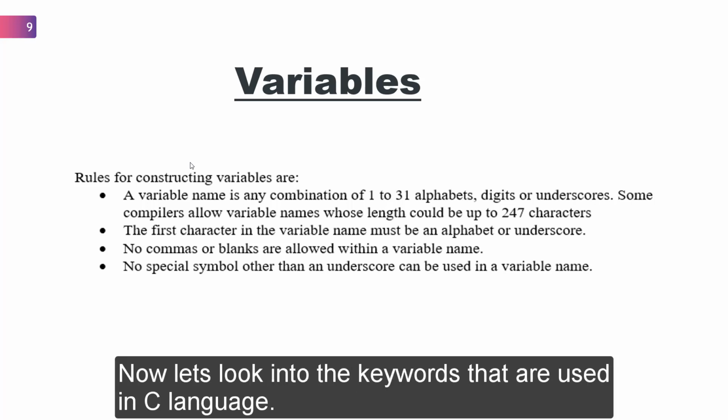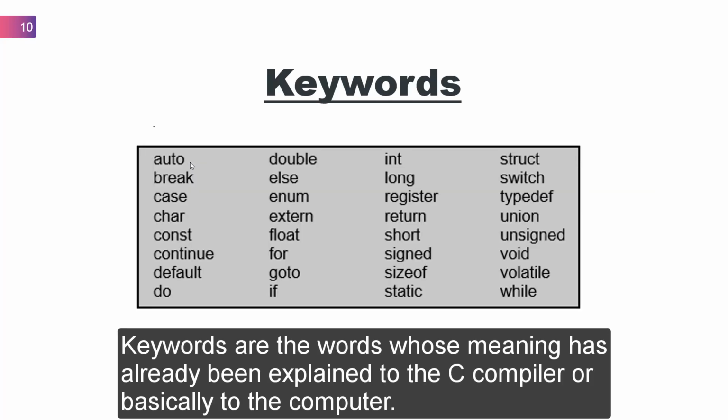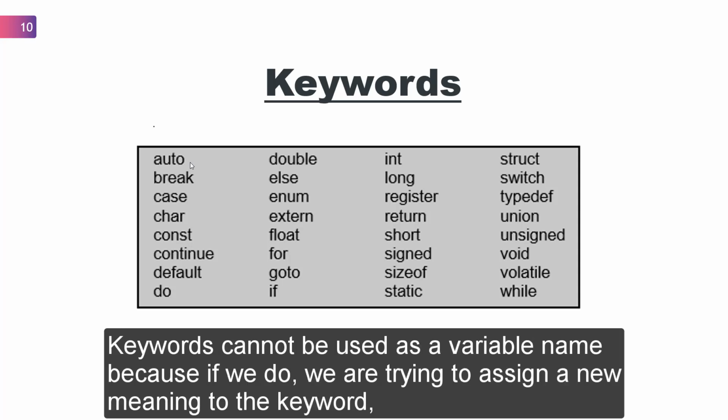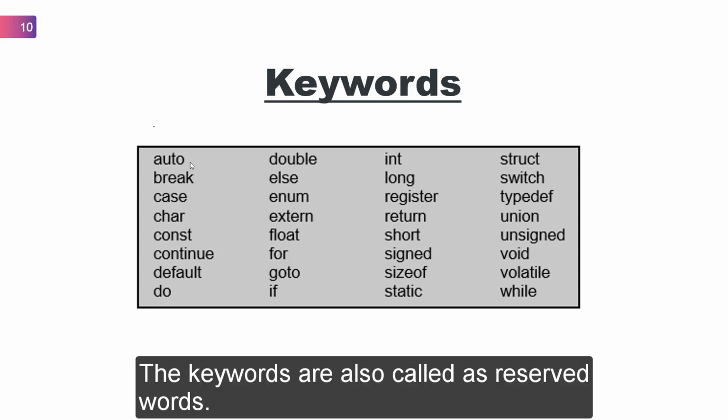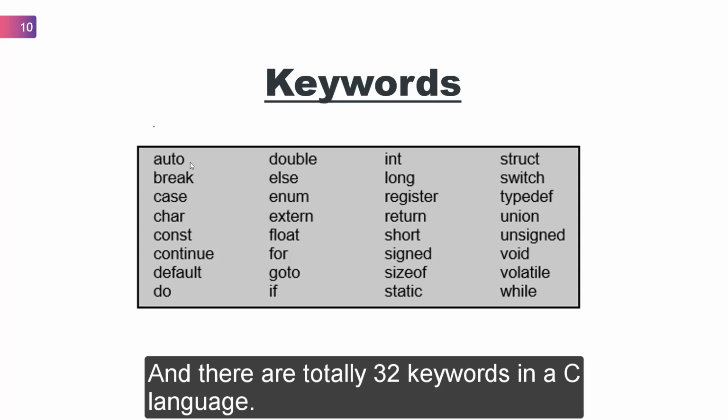Now let's look into the keywords that are used in C language. Keywords are the words whose meaning has already been explained to the C compiler, or basically to the computer. The keywords cannot be used as a variable name because if we do so, we are trying to assign a new meaning to the keyword, which is not allowed by the computer. The keywords are also called reserved words, and there are totally 32 keywords in the C language.